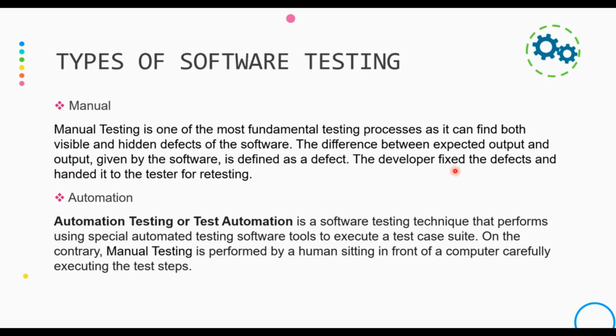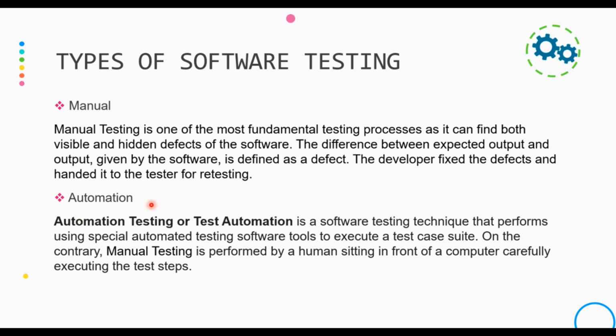The developer fixes the defects and hands it to the tester for retesting. So, if defects come in the actual output, then a report will be generated, and that report will be given to the developer, and then the developer works on that report, works on that defect, and then again the same thing will be given to the tester for retesting. This is what is actually done in manual testing.